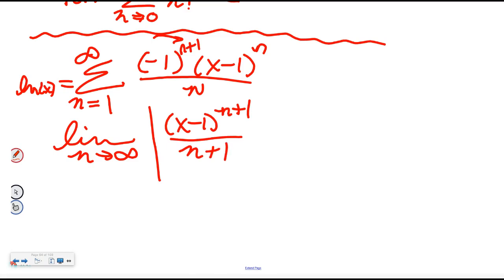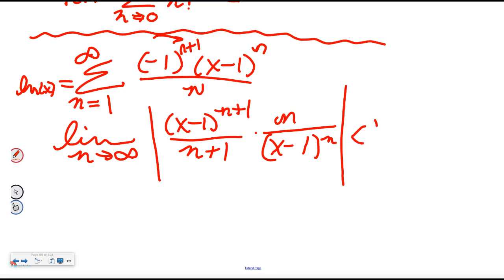What happened to my alternator? Gone. Yep, the absolute value kills it. Then we multiply it by n over x minus 1 to the n. What do we want to do? We want to see where it does what? Converges. So less than 1, exactly, Luke. But remember why: I would really like to know when my Taylor series is equal to the function. And that's what I'm finding. It's not everywhere for this one.